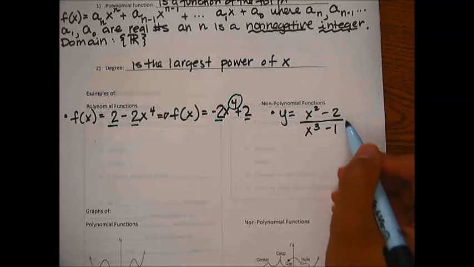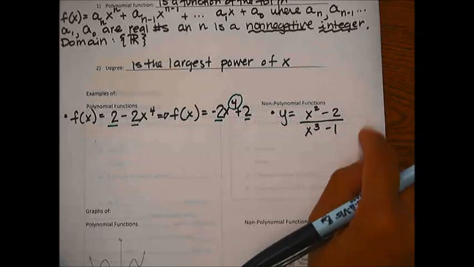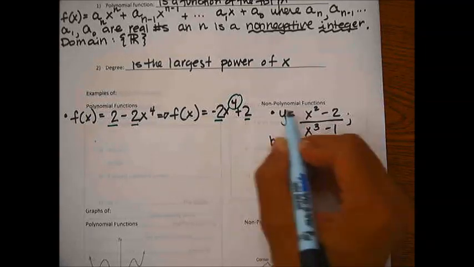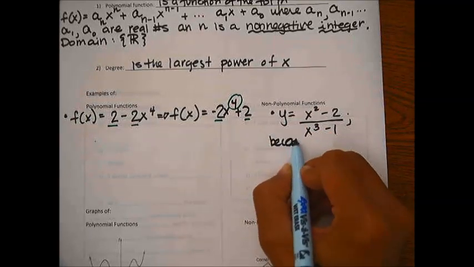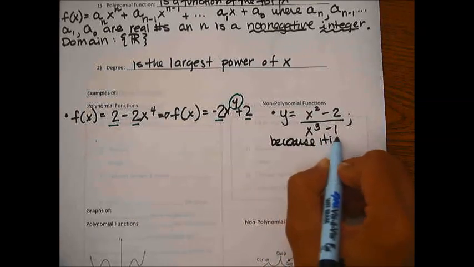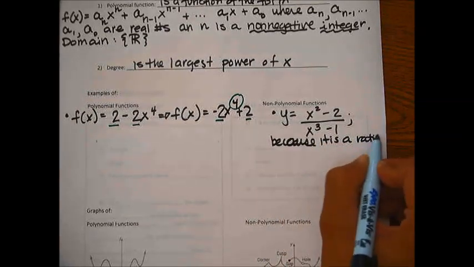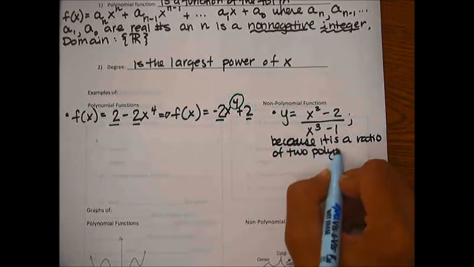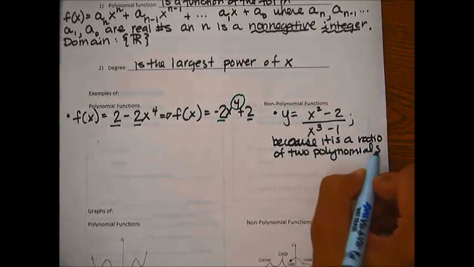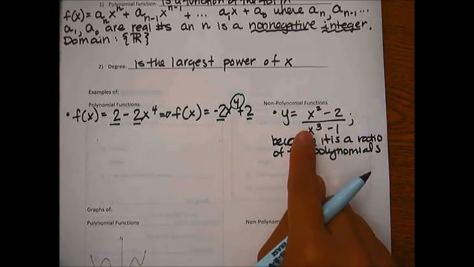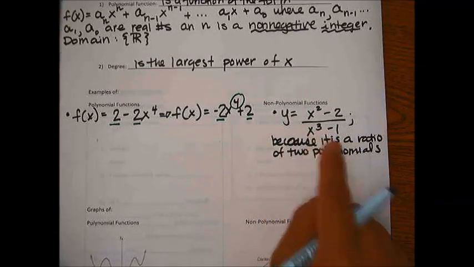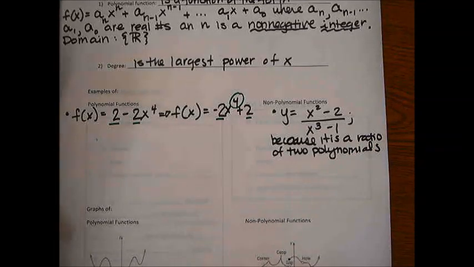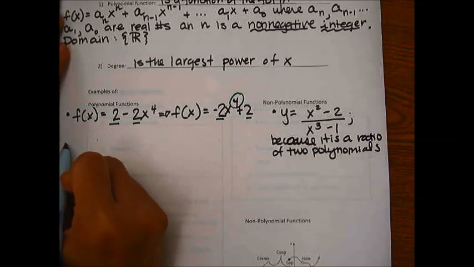In addition, because this is a ratio of two polynomials, that is why this is not a polynomial. The ratio means a fraction. Let's give you another one that could be a polynomial.